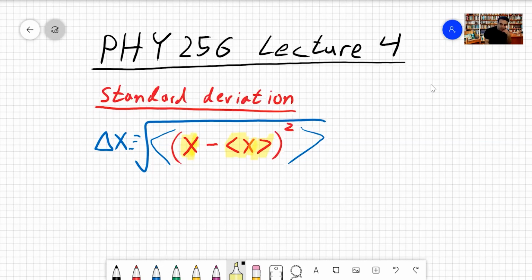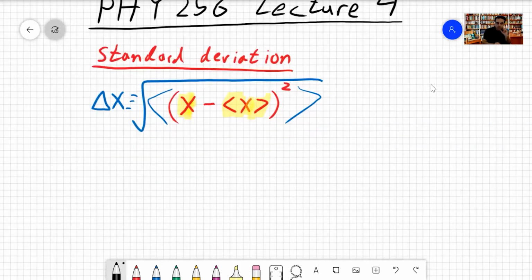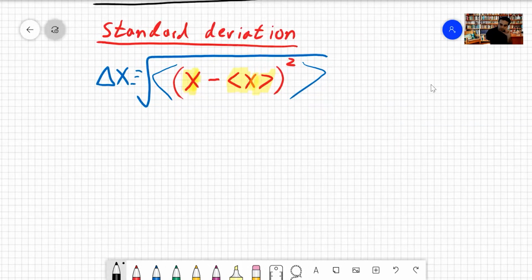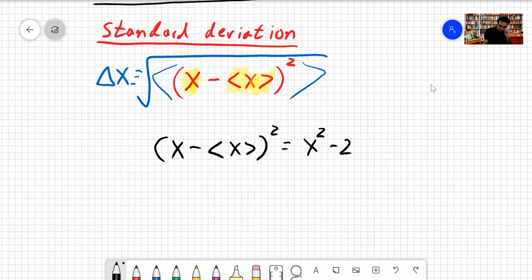So this is all what we learned last time. And now we are using that to determine the standard deviation. So first of all, let's simplify this expression. If you look at the red part, we can just expand it using the usual formula. So x minus expected value of x, squared, is equal to x squared minus 2x times the expected value of x plus expected value of x squared.